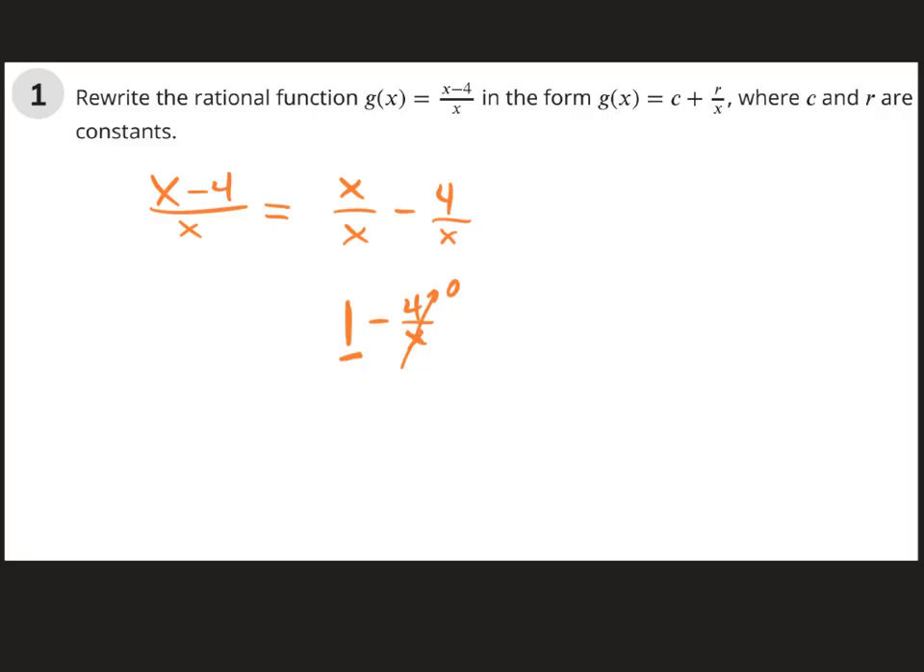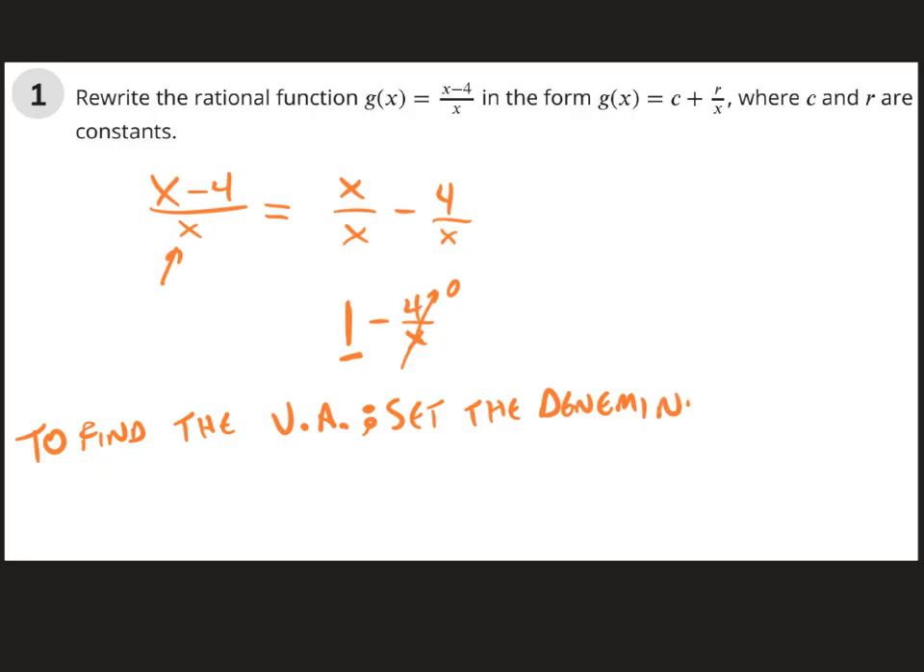The vertical asymptote, so let's write this down. To find the vertical asymptote: I should probably put a colon there. Set the denominator equal to 0. I should probably put equal to in there. Now, let's do this in a different color because this is different.